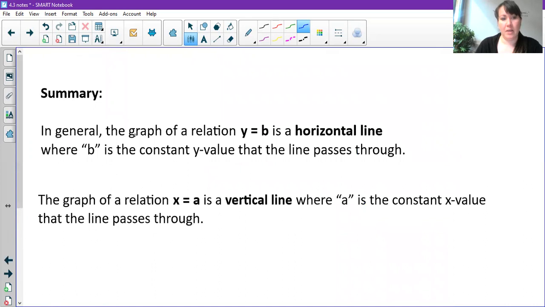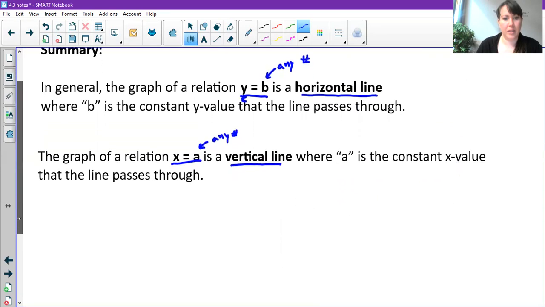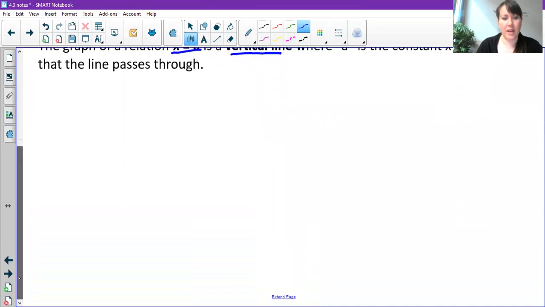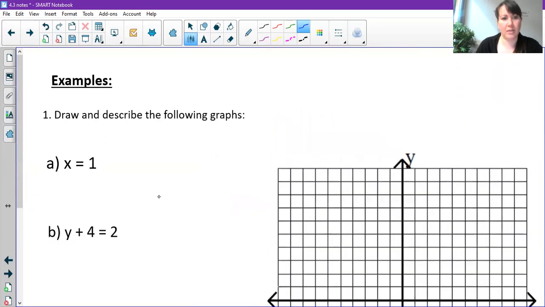Okay, so in summary, the graph of a relation y equals b, where b is any number, is going to be a horizontal line. So if you have y equals, you get a horizontal line. If you have x equals, and again, this a can be any number, we would get a vertical line. Okay, so x equals is a vertical line, y equals is a horizontal line.